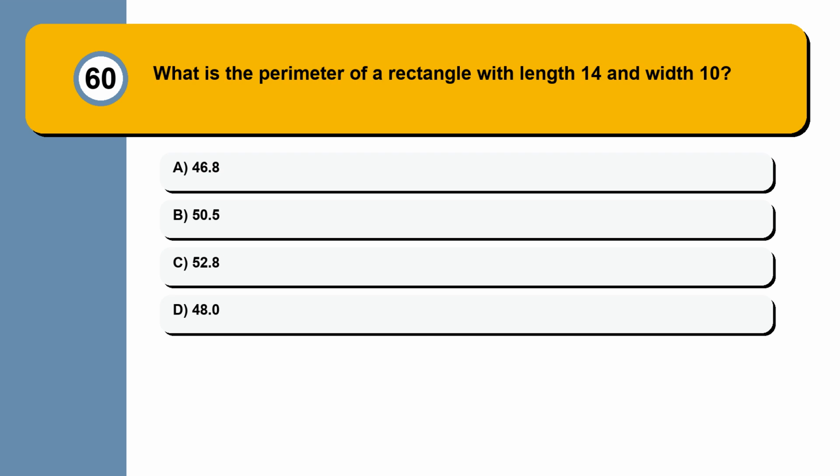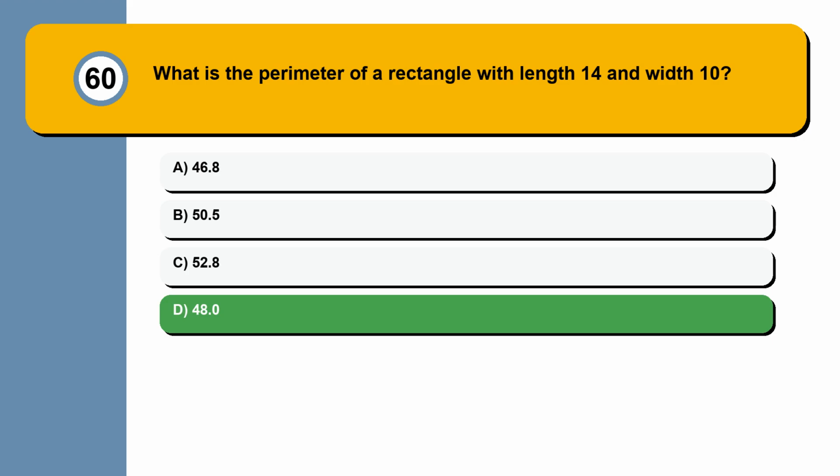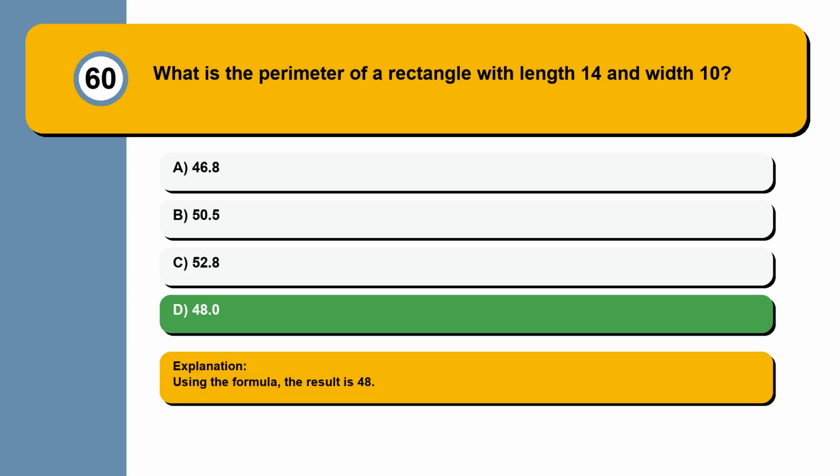Question 60. What is the perimeter of a rectangle with length 14 and width 10? 46.8, 50.5, 52.8, 48.0. Using the formula, the result is 48.